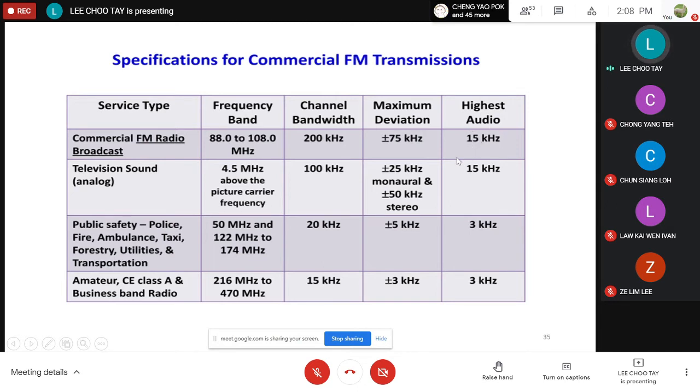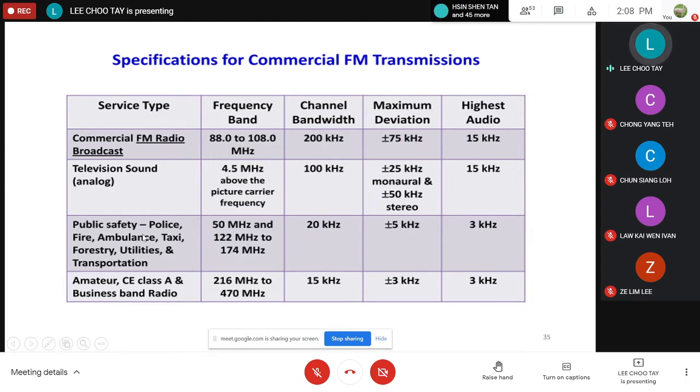And then for television sound, and this is for analog television signal, I think no more, right? It used to use the frequency band of 4.5 megahertz above the picture carrier frequency. Channel bandwidth is a bit smaller, which is 100 kilohertz. Depending on whether the sound is transmitted as mono or stereo, the deviations are different. Again, the highest audio signal can be up to 15 kilohertz.